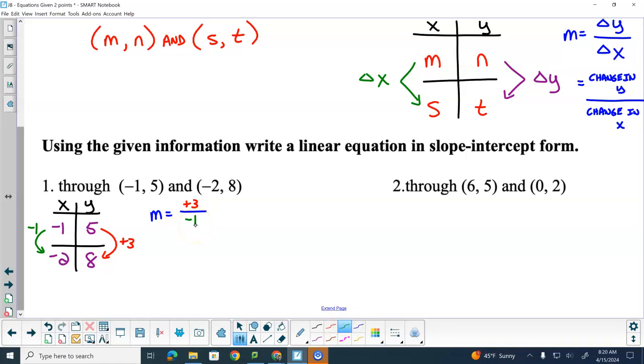Jesus, is there a better way that we could write +3 over -1? Close. Just missing 1 word in front of the 3. Positive divided by a negative is negative, so -3? Yeah, negative.